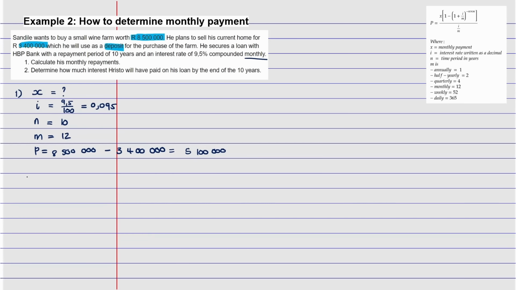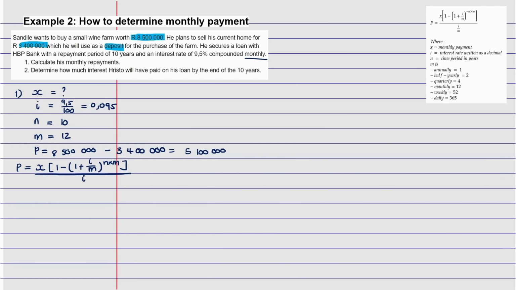So now having everything, we know that we're looking for x. So the formula is P equals x, open bracket, 1 minus 1 plus I divided by m, to the power n multiplied by m, and then that whole thing is going to be what?